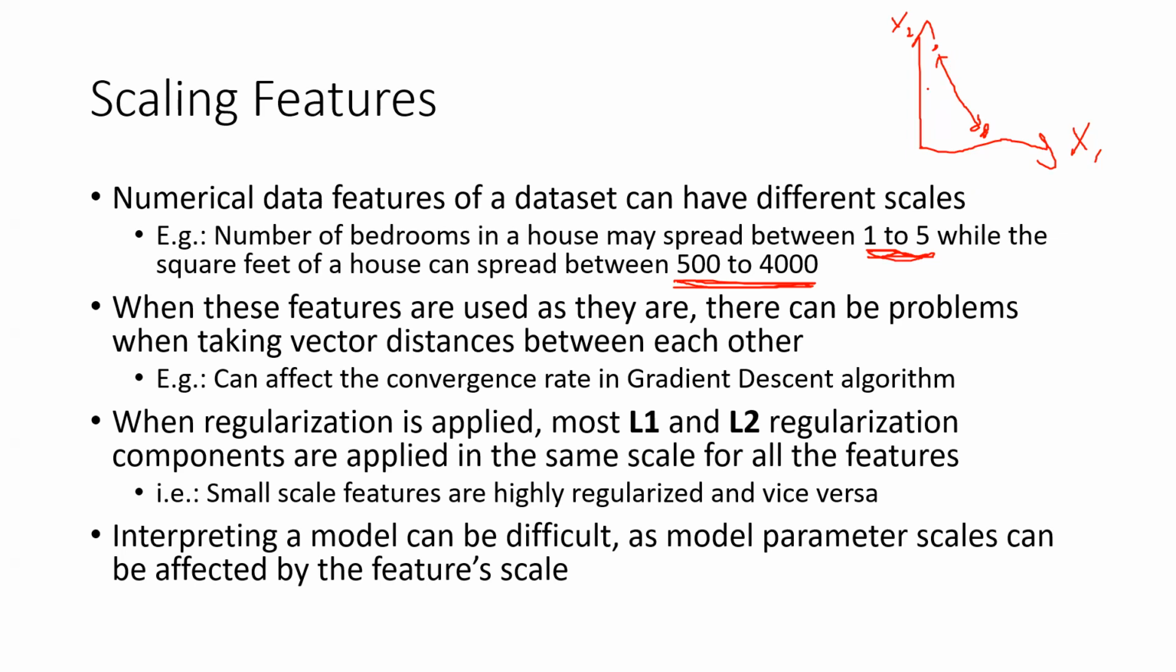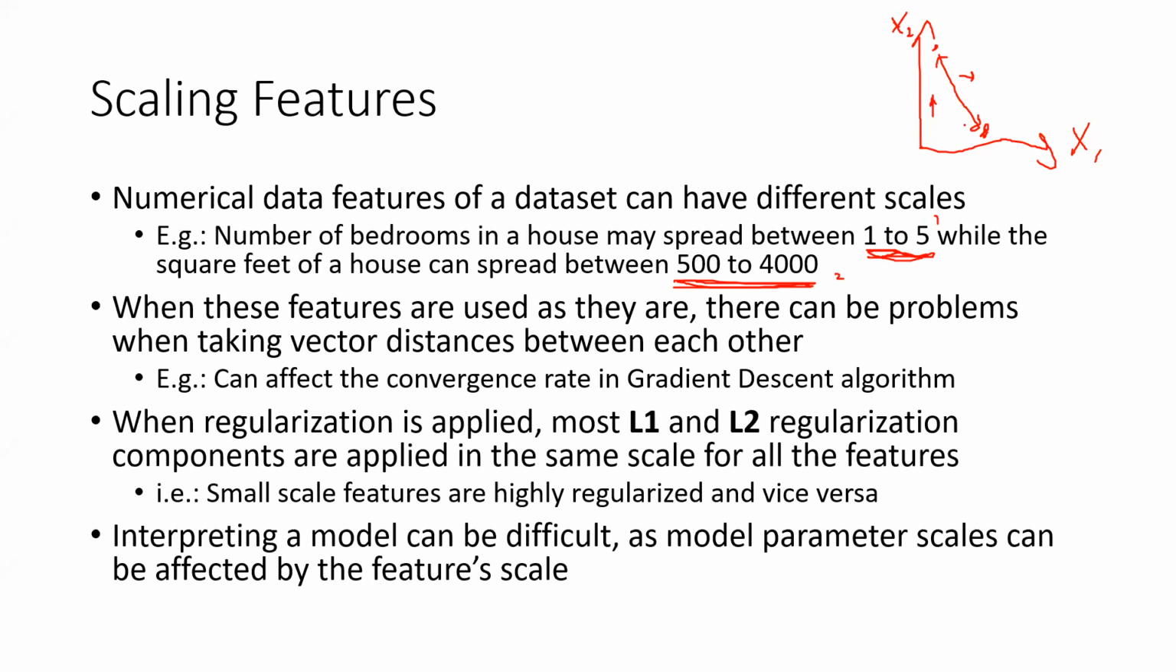For example, in this example, if this is x2 and this is x1, when you move from here to here, you will find a small difference, like small changes in bedrooms. But if you move from here to here, you will find a huge difference, from 1,000 to 2,000 or something like this. Because of that, finding the distance between vectors would have some bias, right?